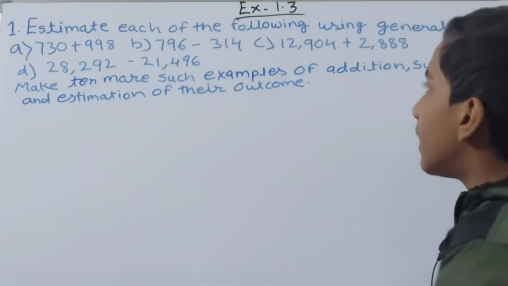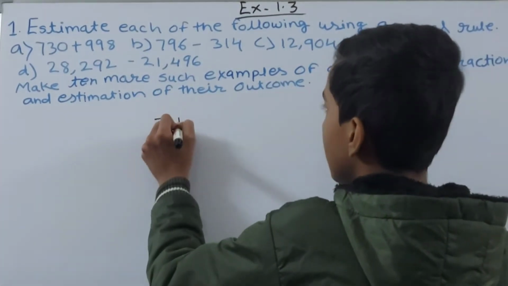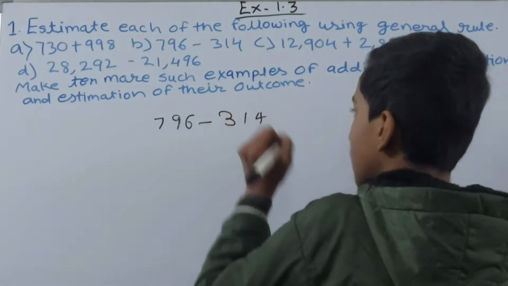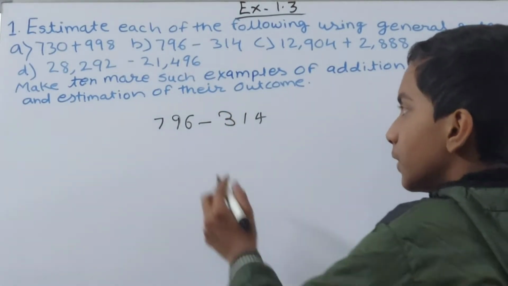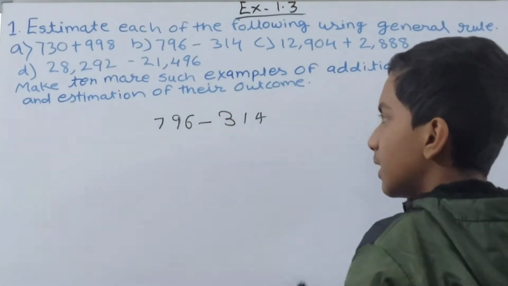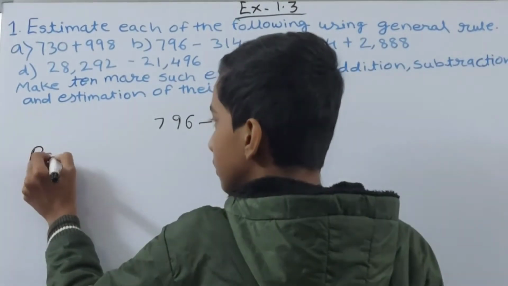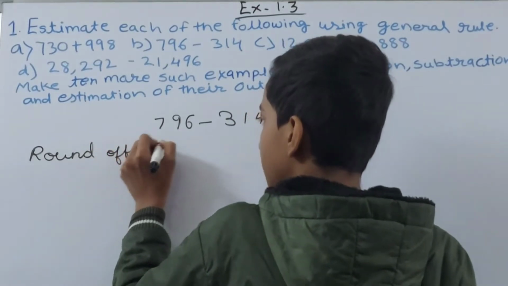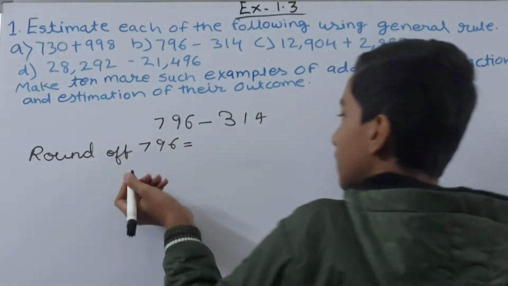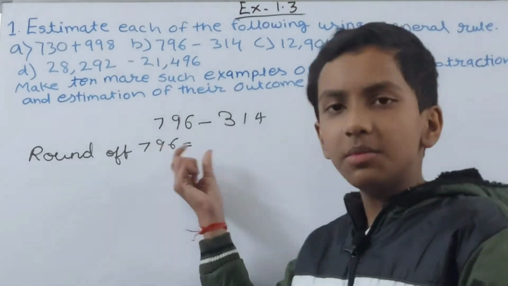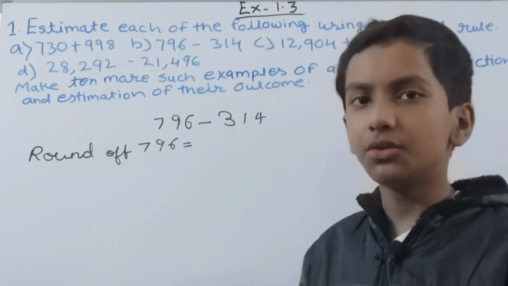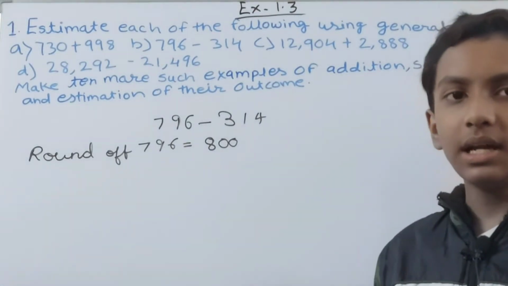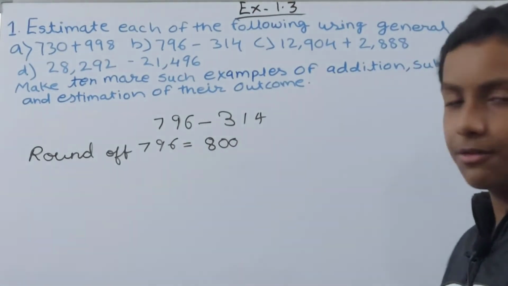Now let's solve the B part. This is 796 minus 314. We will round them off again to hundreds because their highest places are hundreds. First we will round off 796. Again it is very clear, either it will be 700 or you can make it 800. So 796 is closer to 800 rather than 700, because that is farther.